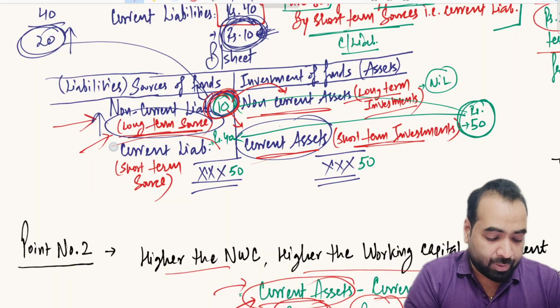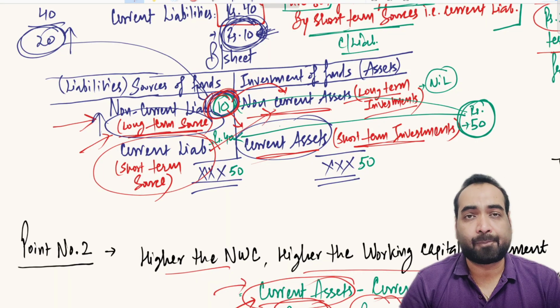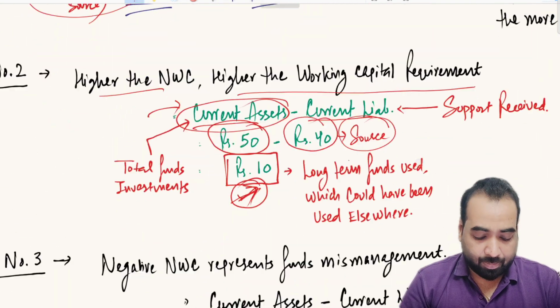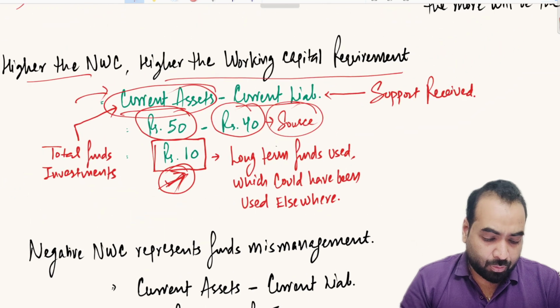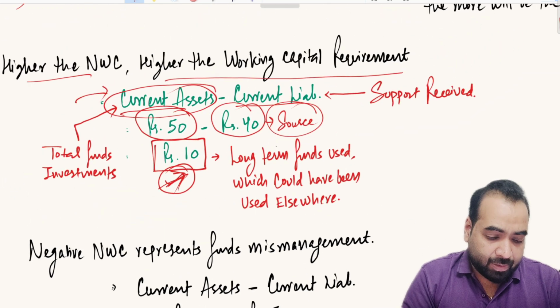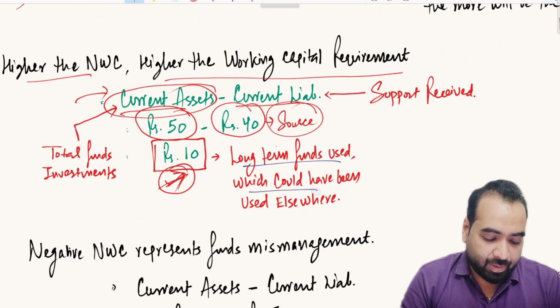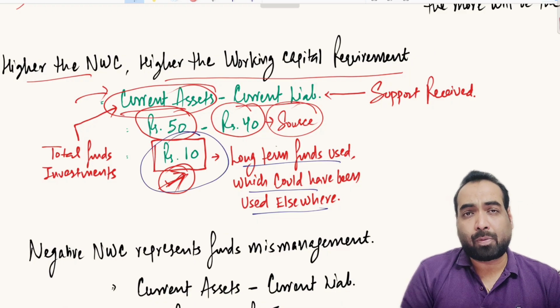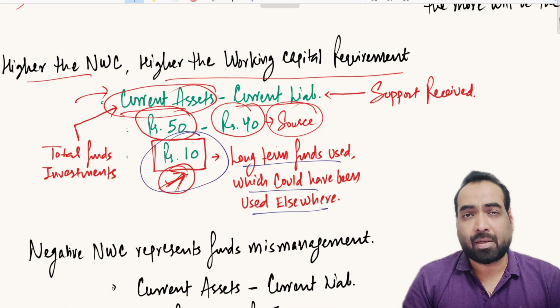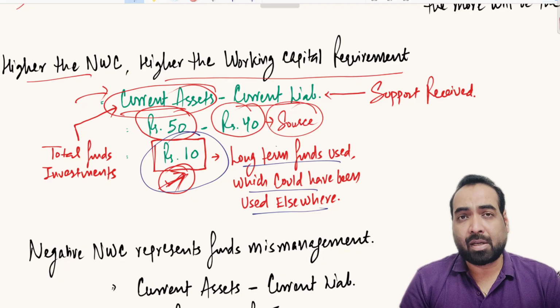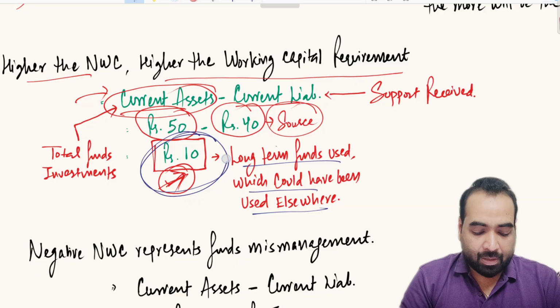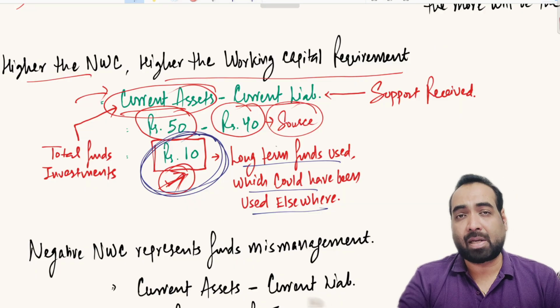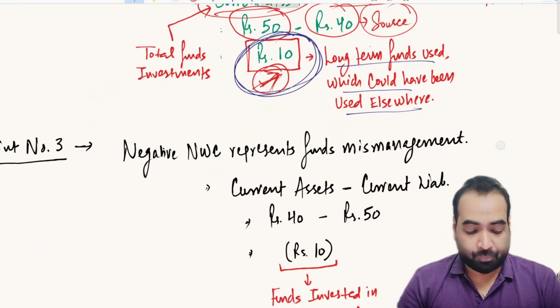Since you cannot use these funds to create the non-current assets, as we have already studied, the long-term funds which could have been used elsewhere are stuck up here. So the more NWC you have, the more the funds are stuck up in there. That means the more there is a need for you to get the working capital finance from the bank, so that you can free up these long-term funds and invest them in creating long-term assets, right?